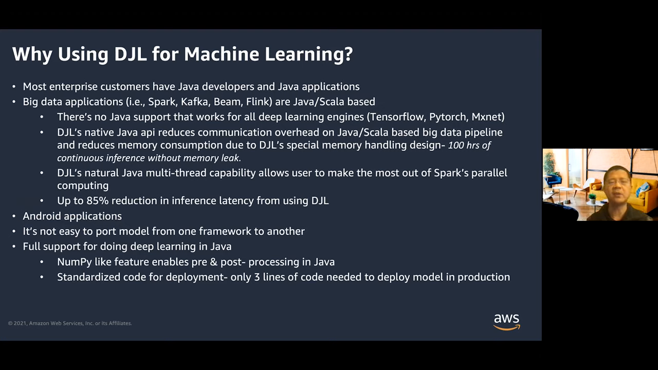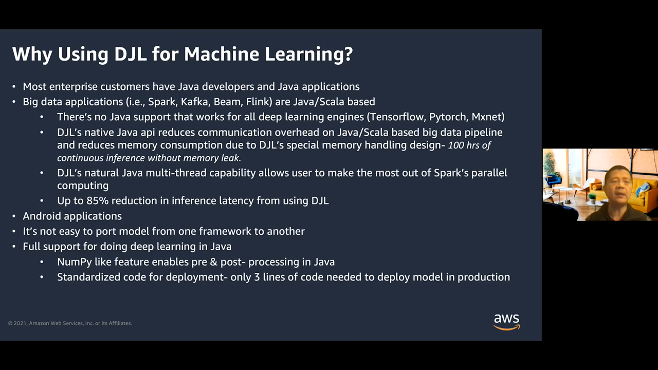Why use DJL for machine learning? Right now, the deep learning and machine learning world is dominated by Python. Most of the models and papers are all in Python. But when it comes to productionizing in the enterprise, it becomes difficult. Most enterprise customers have Java developers and heavily use Java applications in their stacks. So integration with Python is not ideal for those enterprise users.